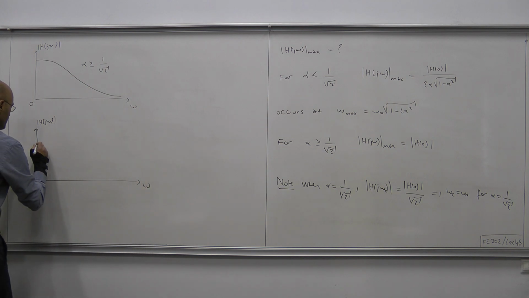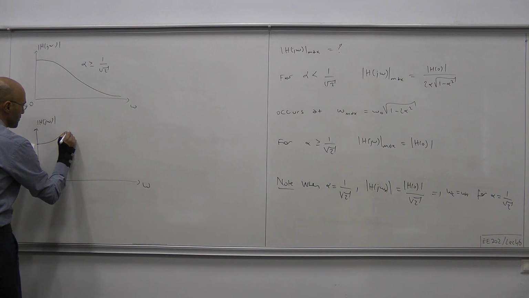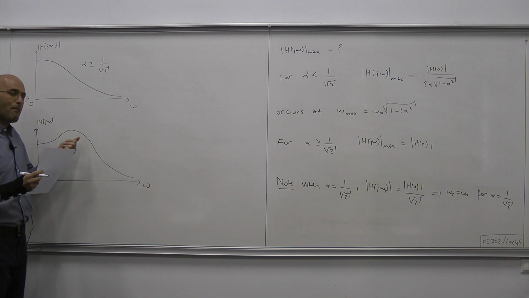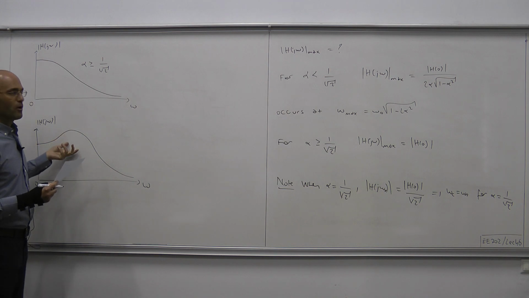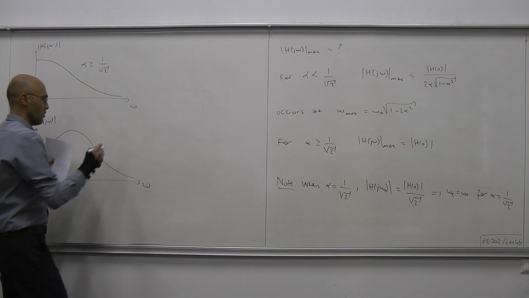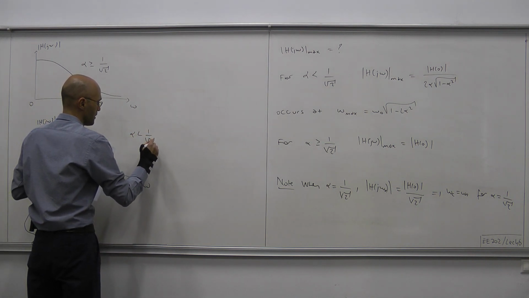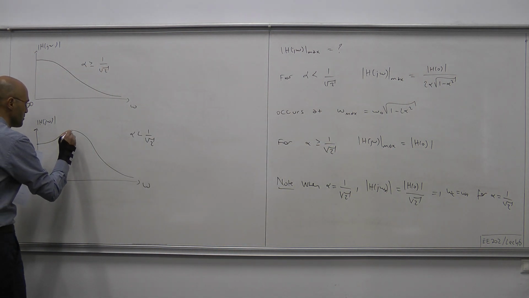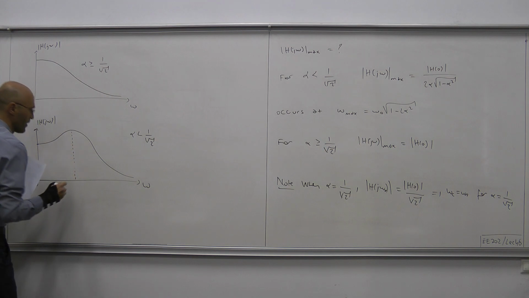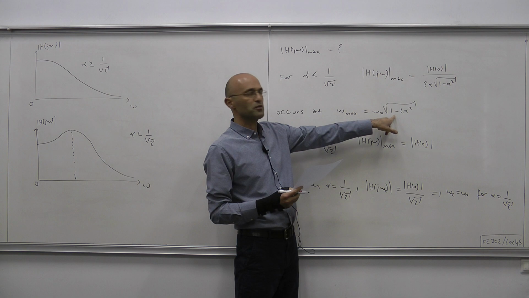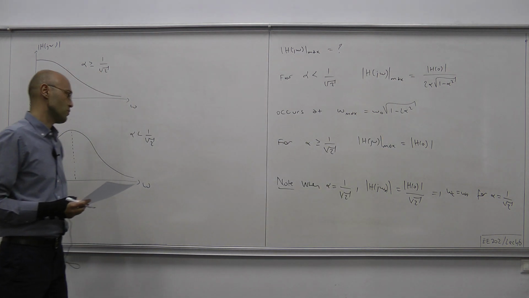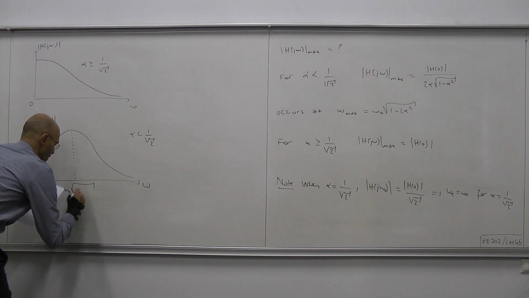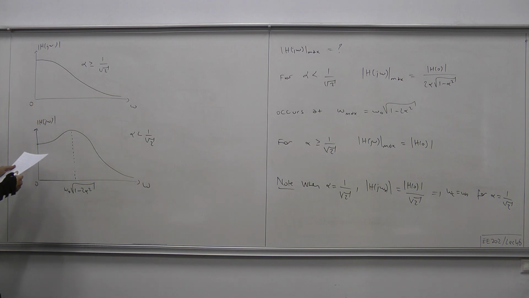Then it increases for a while, and then it decreases. So such a bump-like shape occurs if alpha is small, so alpha less than 1 over square root of 2. And according to what we have written down, this maximum is attained at the frequency omega 0 times square root of 1 minus 2 alpha squared.